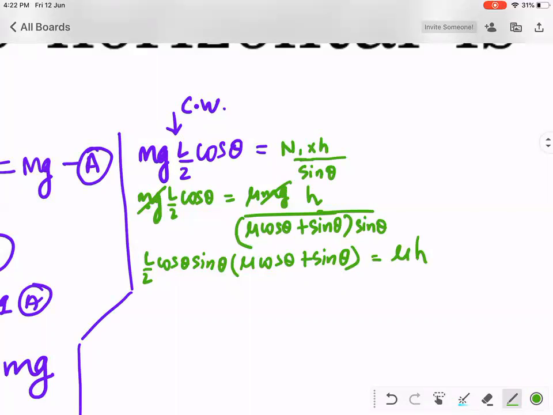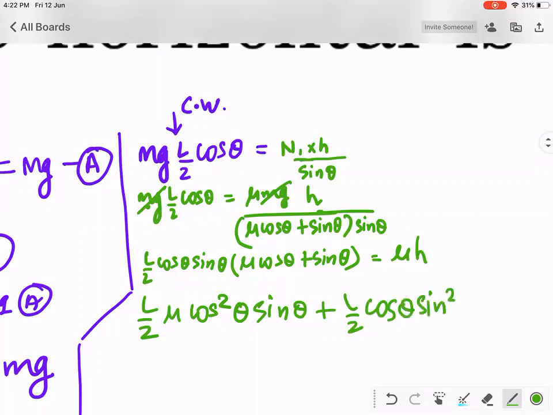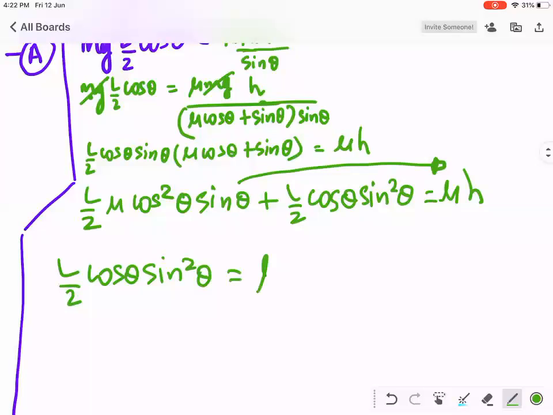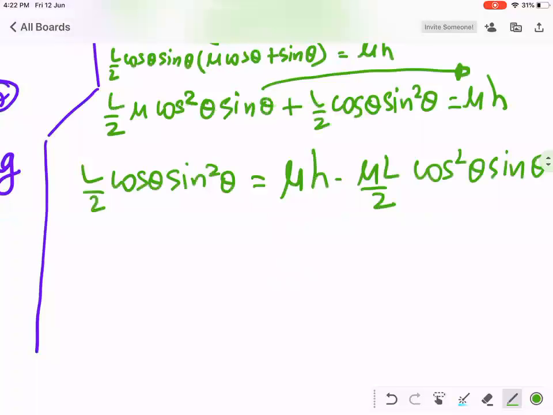Now keep multiplying L by 2 sin theta cos theta into the bracket. You will get mu cos square theta sin theta plus L by 2 cos theta sin square theta is equal to mu h. Now keep mu on one side, transfer this to the other side. You will get L by 2 cos theta sin square theta is equal to mu h minus mu L by 2 cos square theta sin theta. So what is mu?